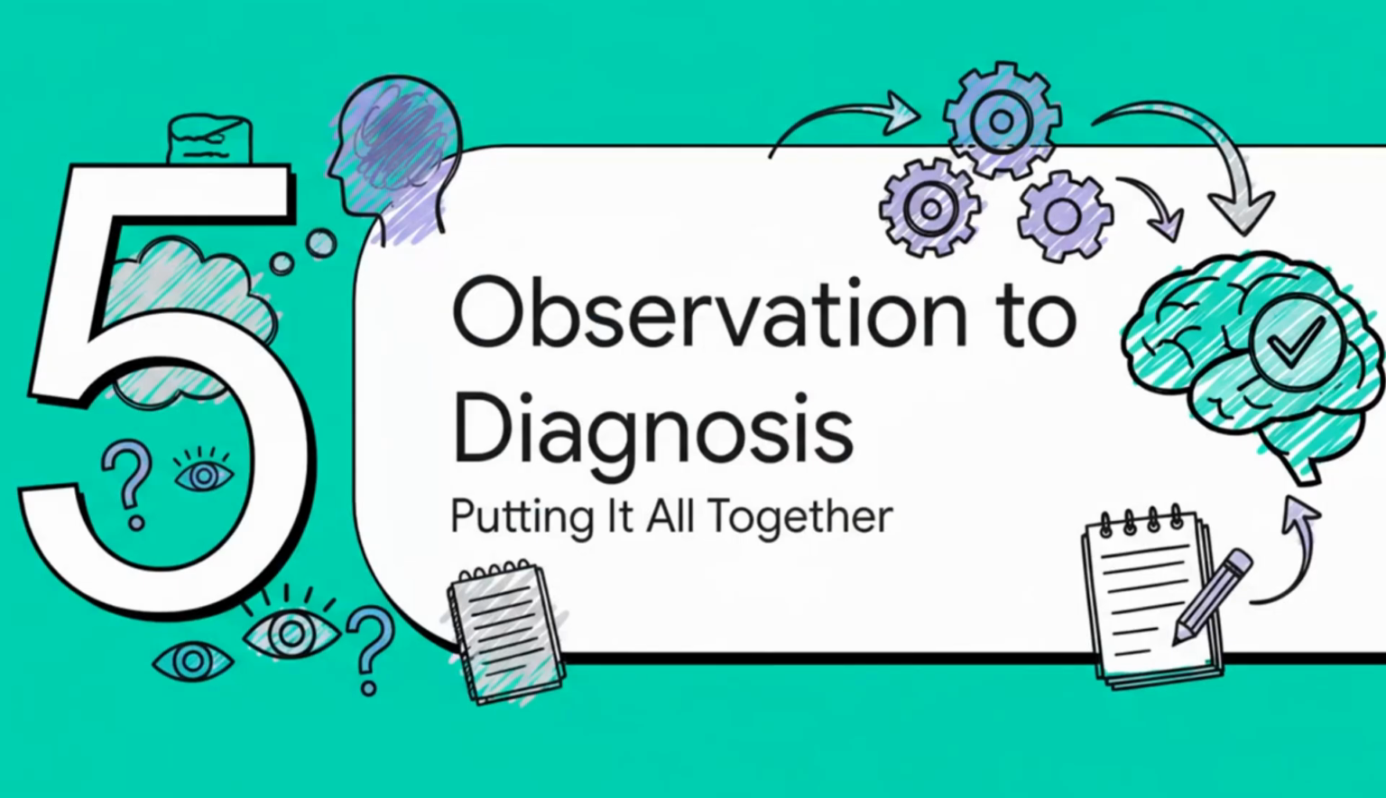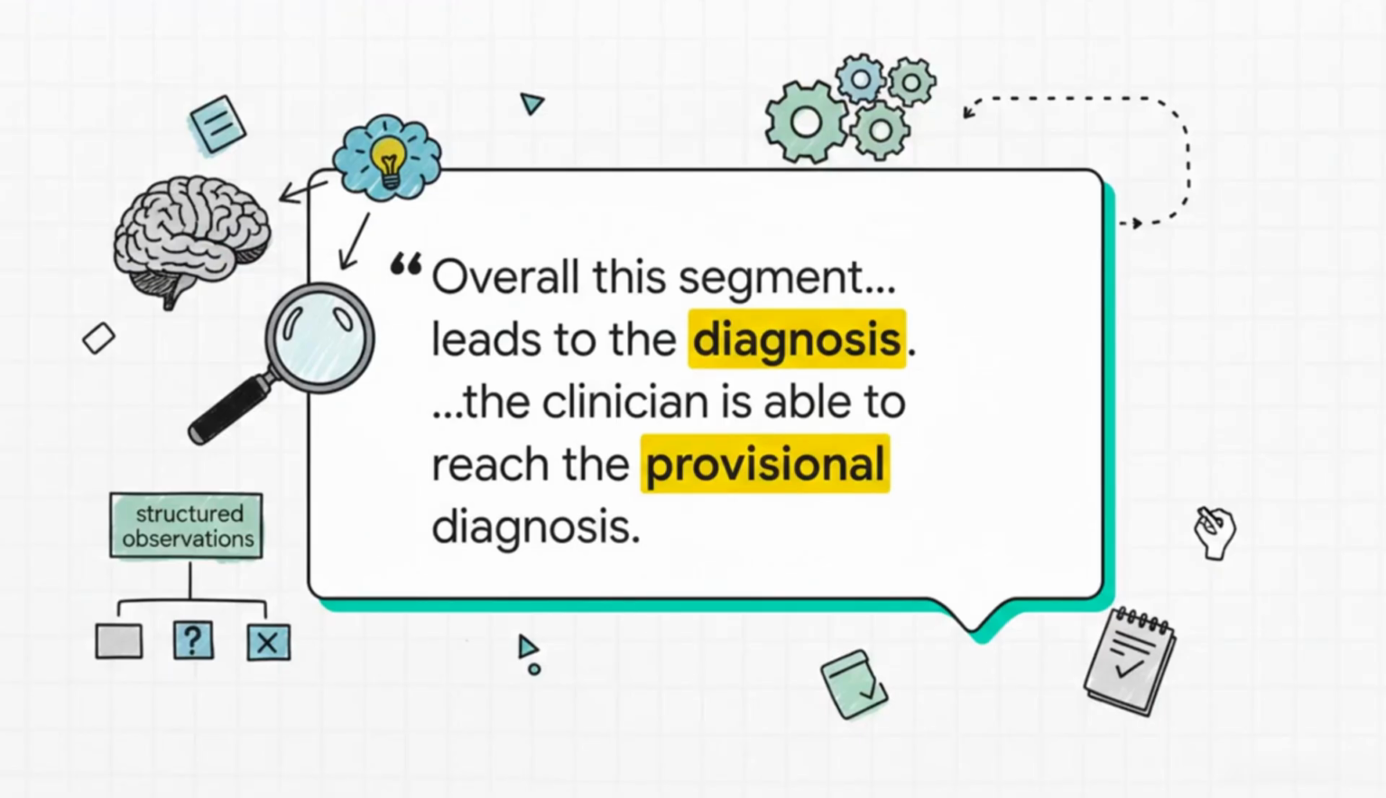So we've gathered all this information, from their appearance to their thoughts to their cognition. The final step is to put all these pieces of the puzzle together into one coherent clinical picture. This quote from our source material just nails it. All of these structured observations we've been talking about, they're all designed to lead the clinician toward a diagnosis. And even if they can't land on a final conclusion right away, it lets them form what's called a provisional diagnosis, which is basically a working hypothesis.